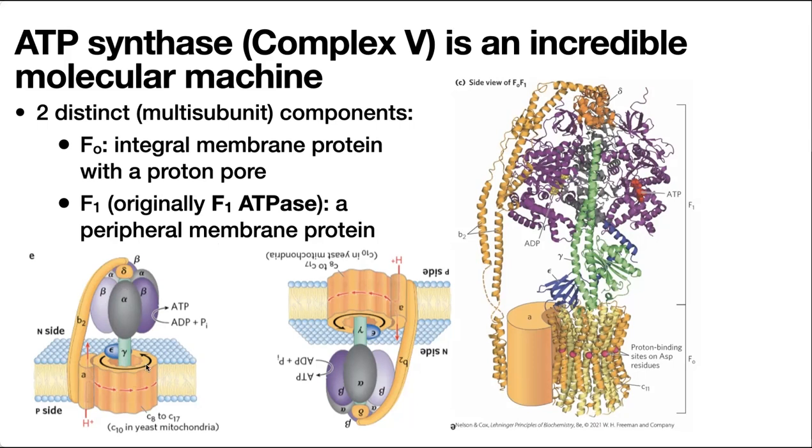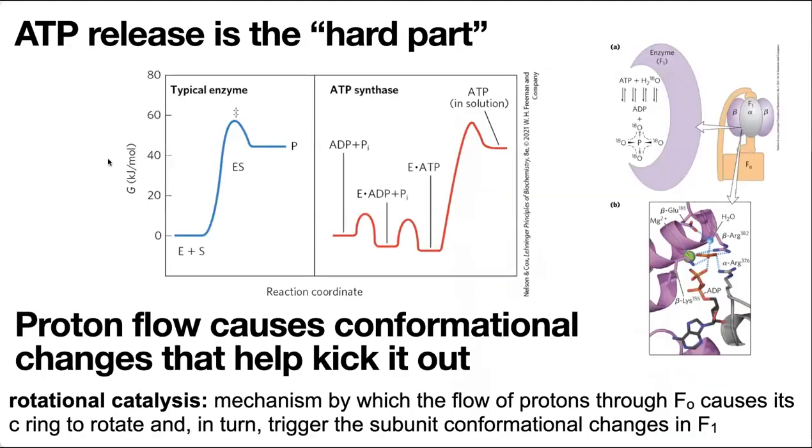Basically, when you have this ring turn, it's going to cause this central stalk to turn. When this central stalk turns, it's going to lead to conformational changes happening in these F1 active sites. This is going to lead to the production of ATP. Well, actually, what it's leading to is the release of ATP. One of the really fascinating things about ATP synthase is that the hardest step for it is actually releasing the ATP, so releasing the product.